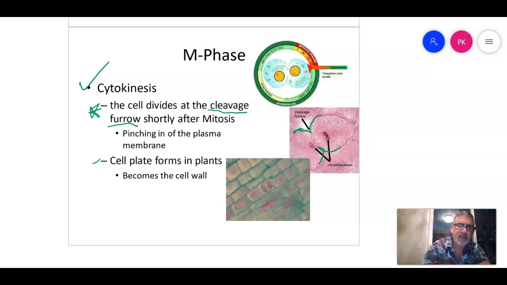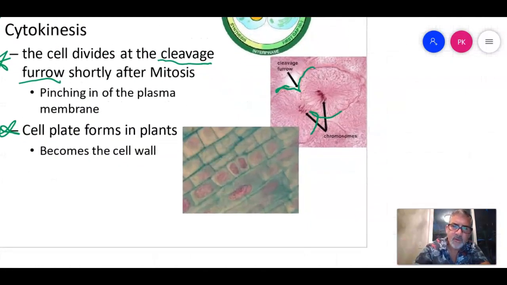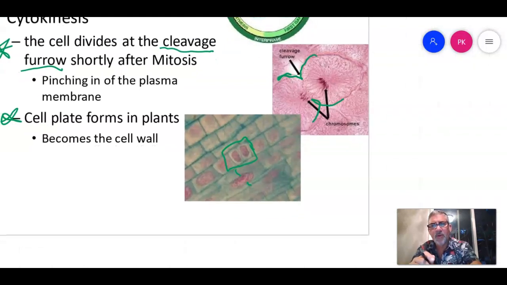Remember, plant cells have cell walls, and we don't. So the cell plate begins to form. If we look at this picture right here, you can see the cell plate is beginning to form right there, and it will pinch it in half. And then we'll have, like this one that just finished, the cell wall pinching it in half.